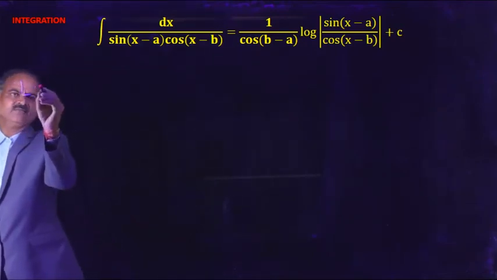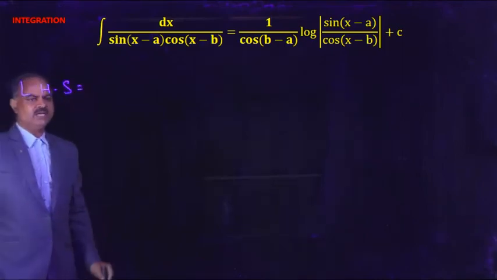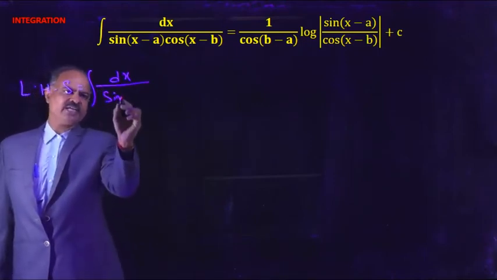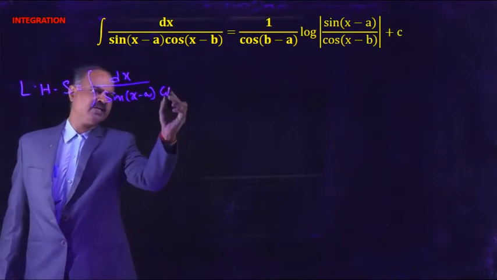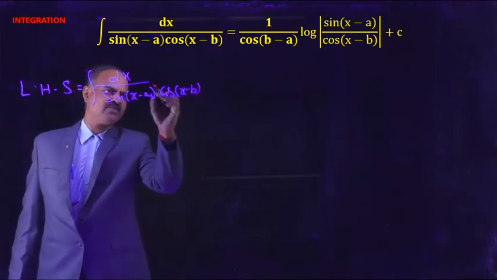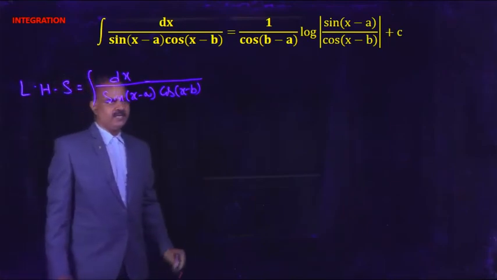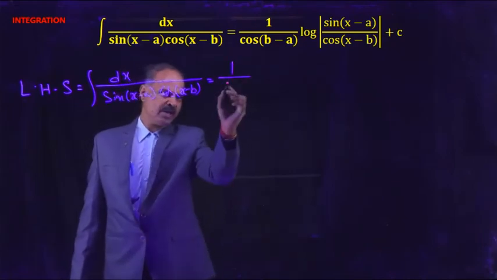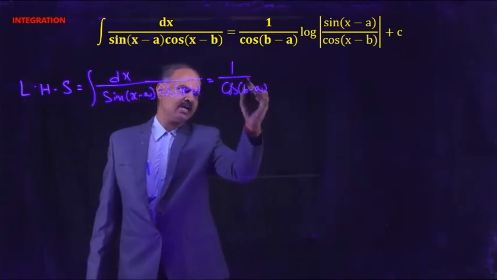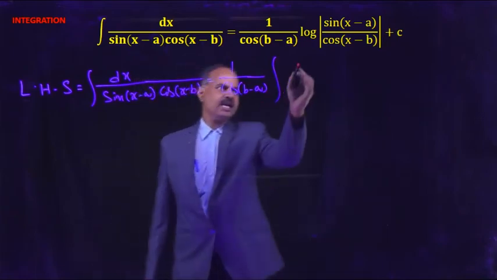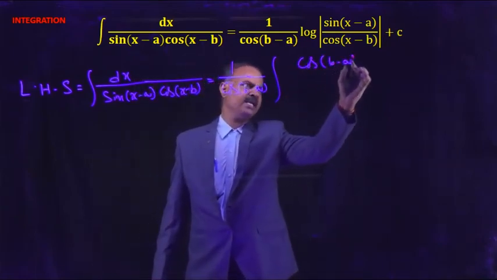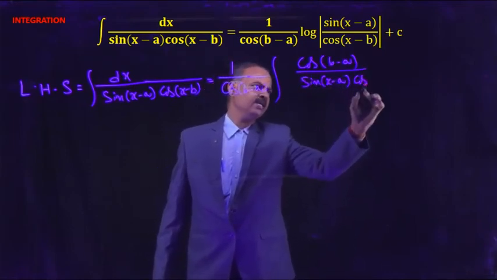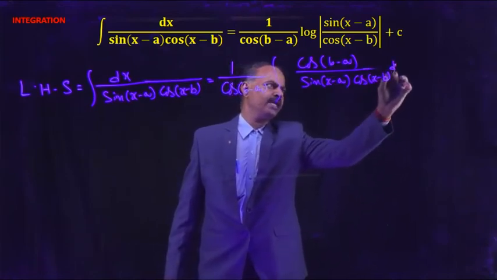So LHS equals integral dx by sin (x minus a) into cos (x minus b). So multiply both the numerator and denominator by cos of (b minus a). So that equals 1 by cos of (b minus a) integral, here cos of (b minus a) divided by sin (x minus a) into cos (x minus b) into dx.